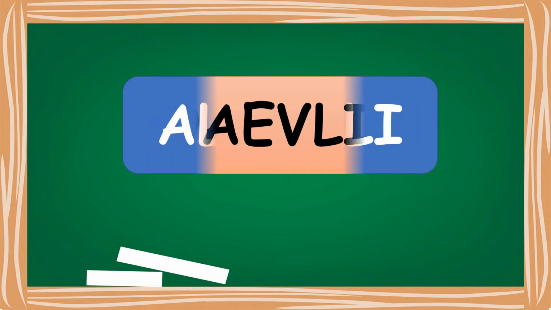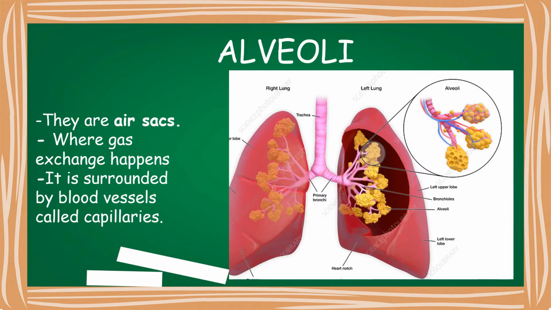Very good. That is the alveoli. That is the sac that I was referring to earlier. Those are the air sacs inside of our lungs, where gas exchange happens. They are surrounded by blood vessels called capillaries. So those are the air sacs, or what we call the alveoli.